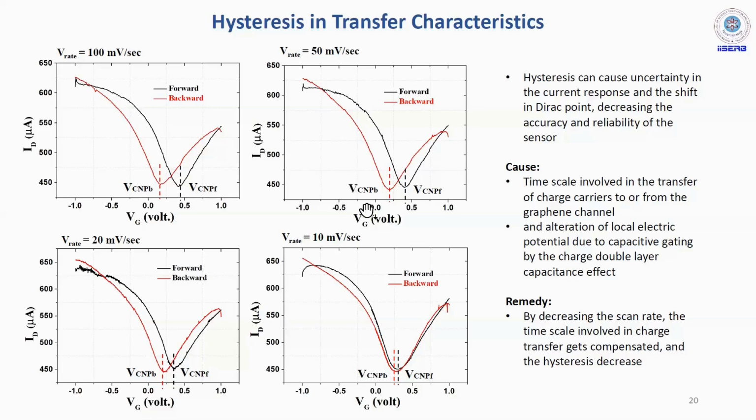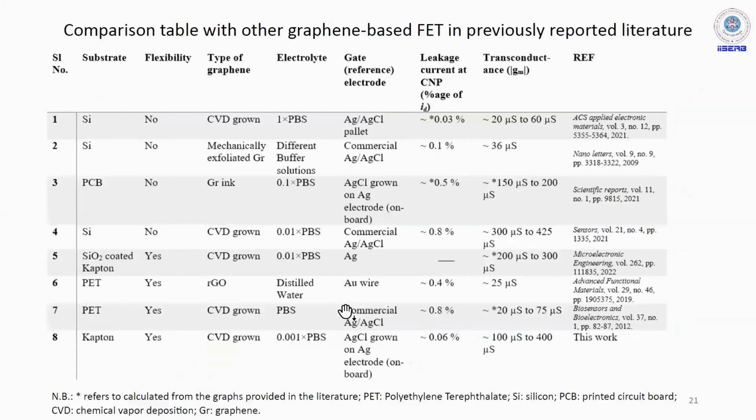So one solution could be, if you reduce it to 10 millivolt per second or lesser, you see that the hysteresis is much lesser. Another reason could be the local electric potential due to the capacitive gating. But in both cases, a low voltage rate helps. So you get very little hysteresis in that case.